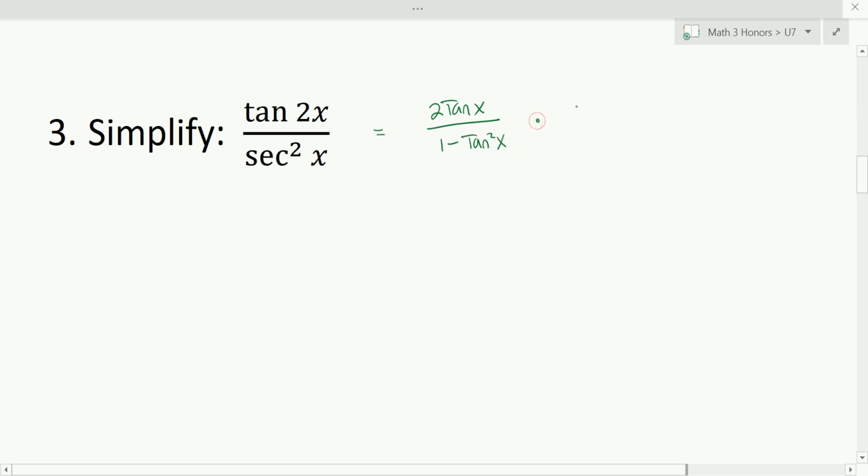And that's times 1 over secant squared x. So here's our tangent 2x. And then I just moved the secant squared x over. What else can we do? So 1 plus tangent squared x is secant squared x. It's true. So is that going to help us?